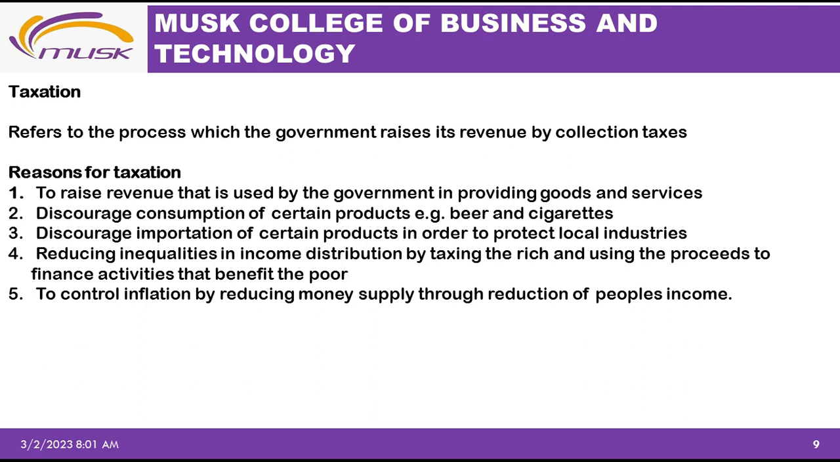The other one is reducing inequalities in income distribution by taxing the rich and using the proceeds to finance activities that benefit the poor. And finally, to control inflation by reducing money supply through reduction of people's income. So sometimes taxation is done to reduce the supply of money in the economy, or in the market.